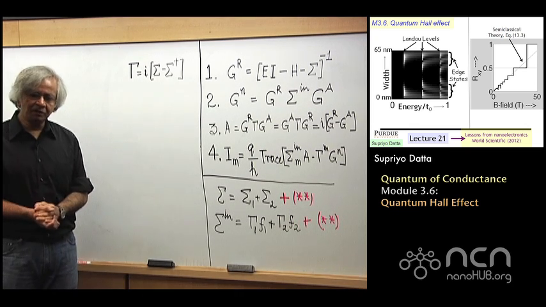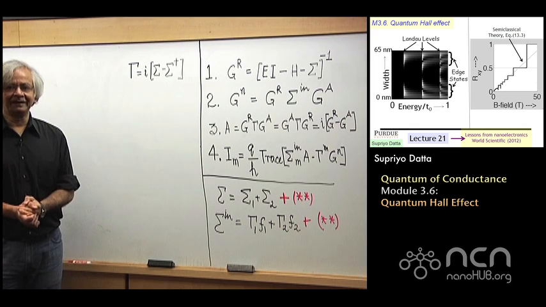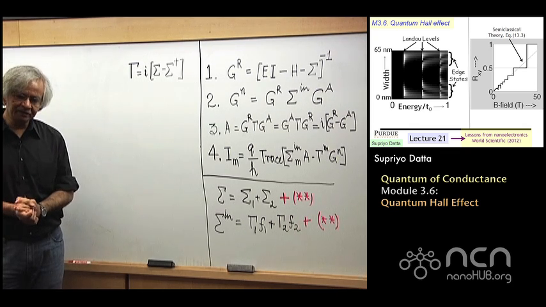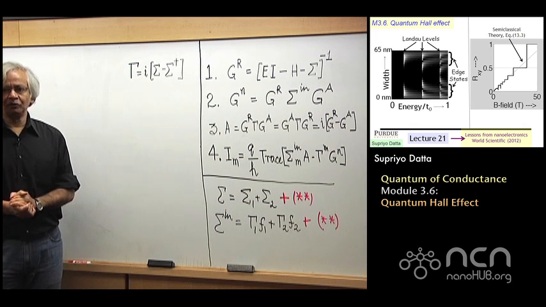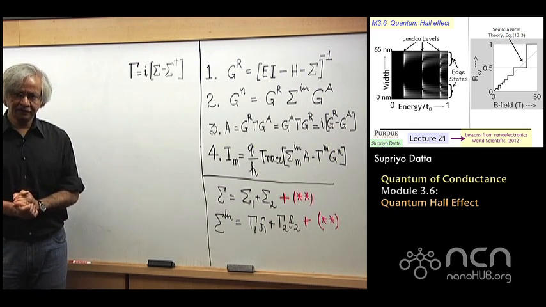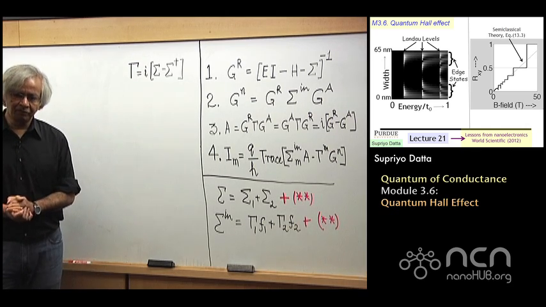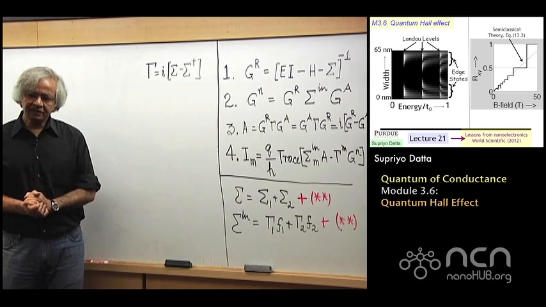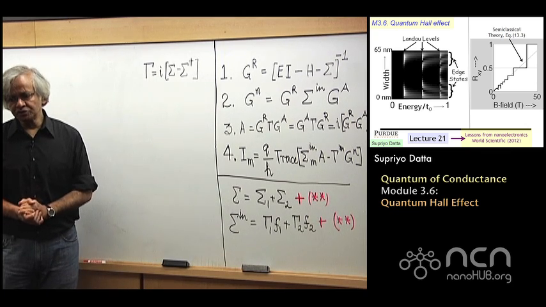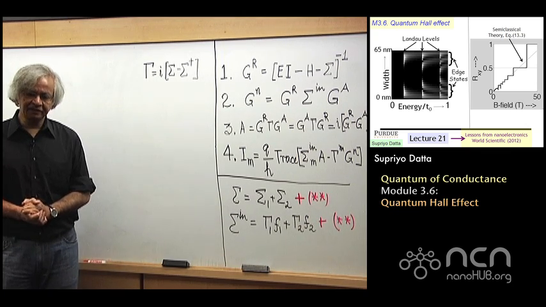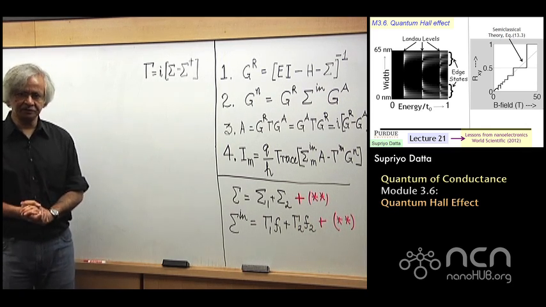And in the last module, I specifically talked about how to include magnetic fields, because I was thinking of using this example of current flow in a high magnetic field. Again, not because it's of great device importance, but because it illustrates some very interesting physics, and also it was the first context in which this quantum of conductance was actually experimentally observed.